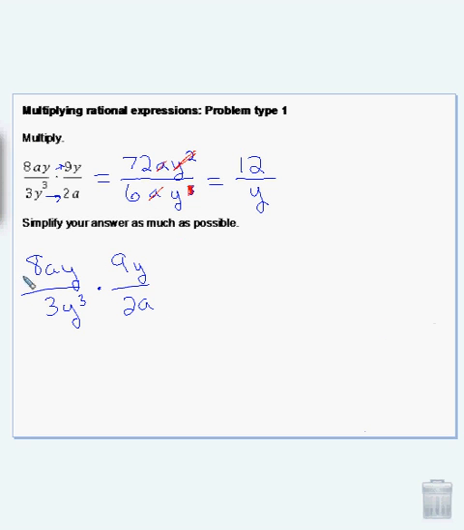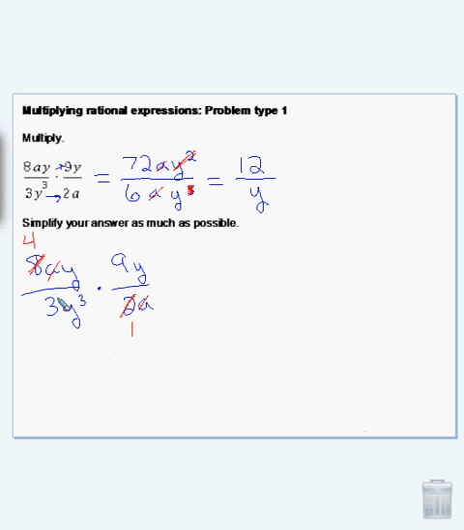Method 2 involves cross cancellation. What I'm going to do is look at my crosses, 8 and 2. Well, 2 will go into 8 4 times and into itself once. I have a's. My a's will cancel each other out. I don't have a y.